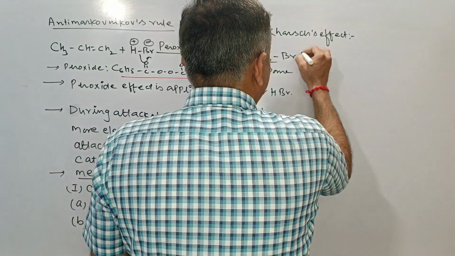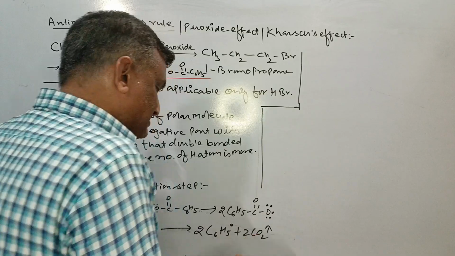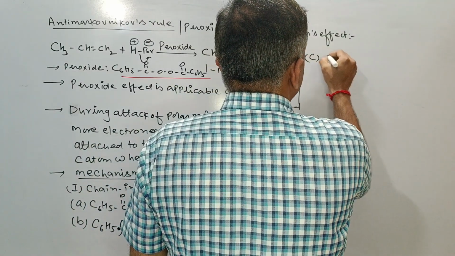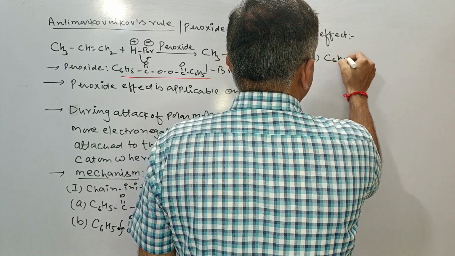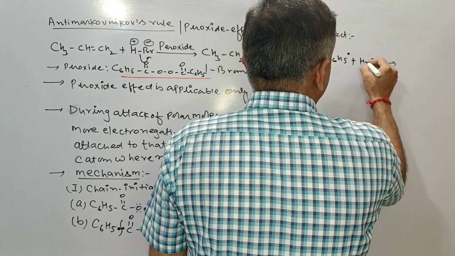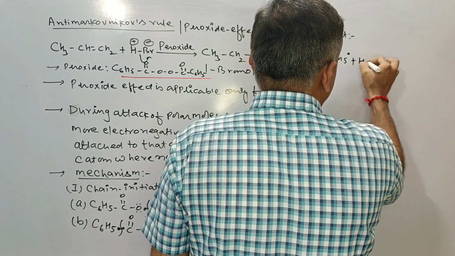Now in the next step, what will be, this is the most important. In the C step, here is your C6H5 free radical. Here is your HBr. So here will again be homolytic bond cleavage. This is most important for the HBr.